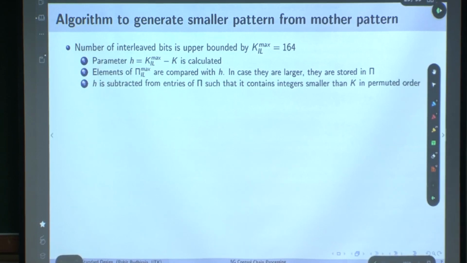Let's see what you do after this. Again, be patient, and with an example it will become clearer. Then from this pattern, h is subtracted from the entries such that it contains integers smaller than k in this permuted order.